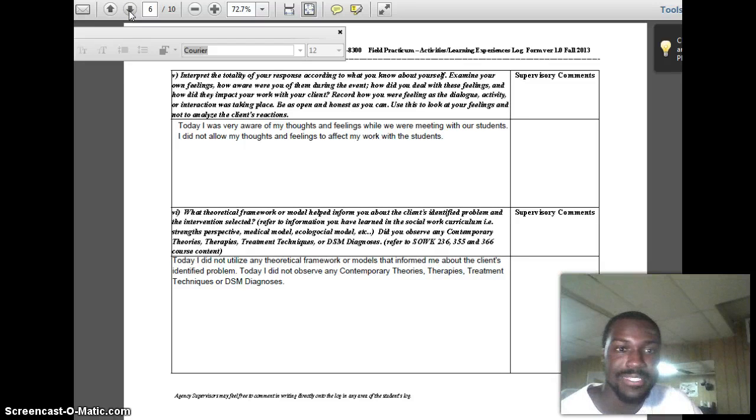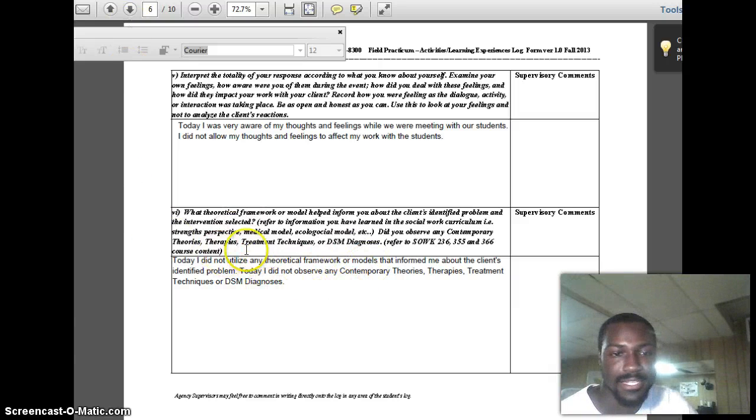This part is like, if you were aware that you got into your thoughts and feelings too much and stopped focusing on your client, you put here that you got into your thoughts and feelings too much and you will work hard on focusing more on the client, basically.